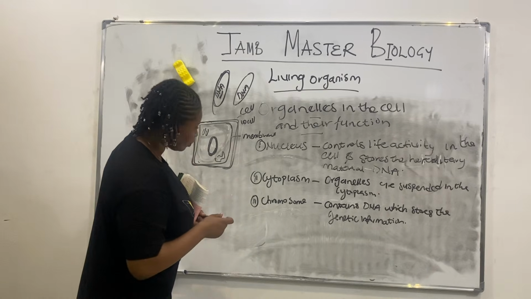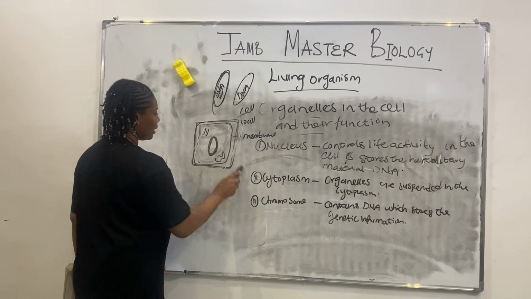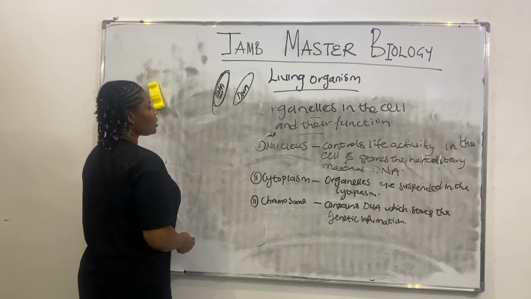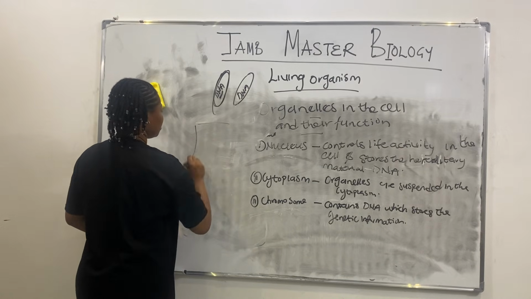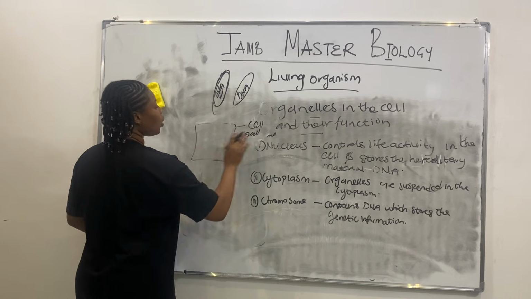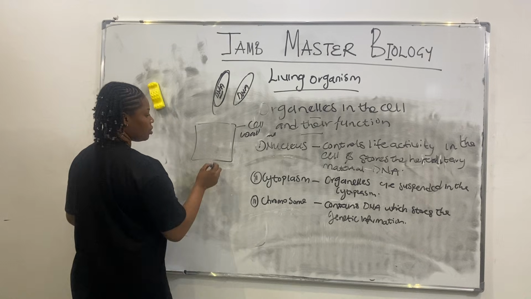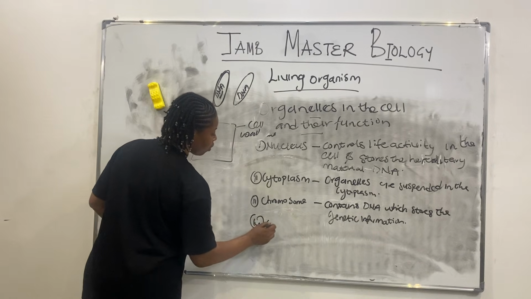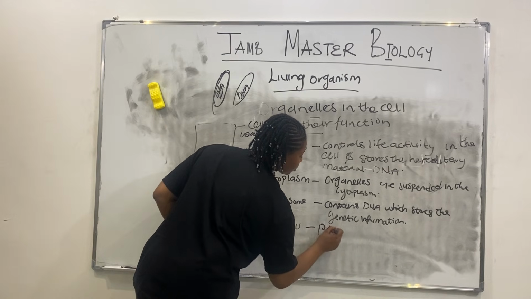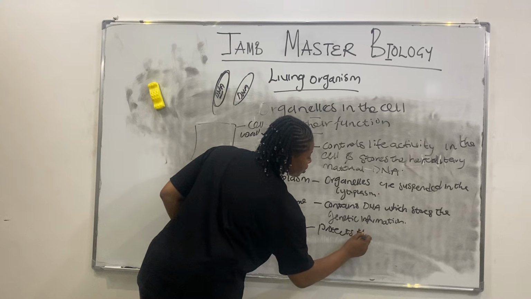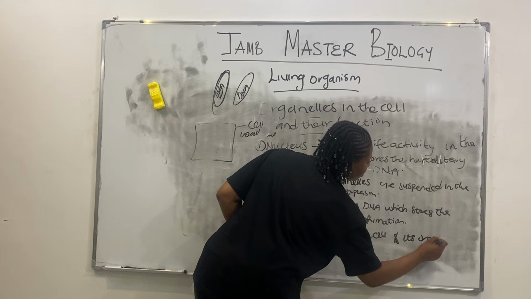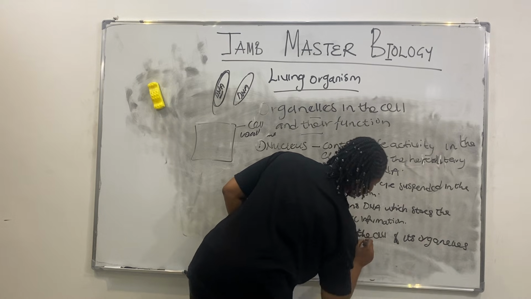Let me break it down. This is a cell, right? Let me draw it from the beginning so that you can see it. Let's assume this is a cell. This is the cell wall. The job of this cell wall is to protect the cell from damage. Cell wall protects the cell and its organelles from damage.